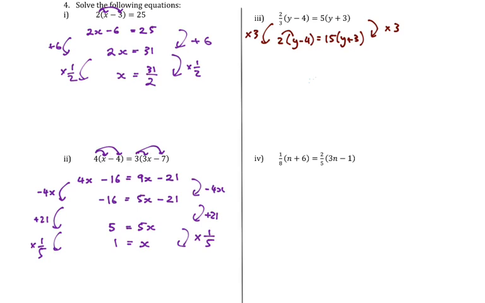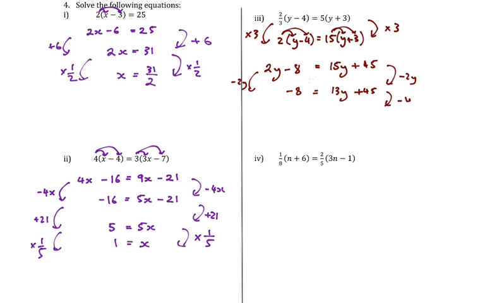Okay, now we can expand. Expanding the brackets on the left-hand side gives us 2y minus 8. Expanding the right-hand side gives us 15y plus 45. We can use an additive inverse here, subtract 2y from both sides, giving us negative 8 is equal to 13y plus 45. Then use an additive inverse, subtracting the 45 from both sides, giving us negative 53 equals 13y.